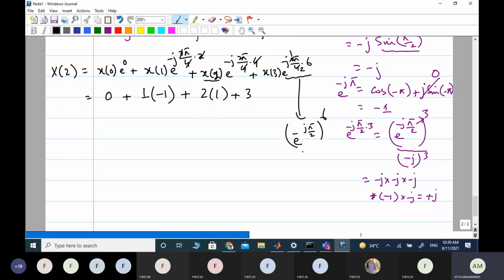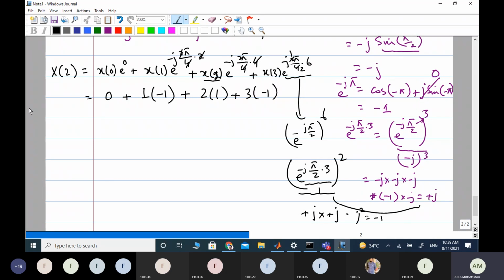Or I can write this term as e to the power minus j pi by 2 times 3 whole square, right? 2 times 3 is 6, and we get the same result. Now we know what this term is. This is plus j, right? Plus j into again plus j, because this yields us plus j and it is squared, so that gives us plus into plus plus j square, that is equal to minus 1. So we get minus 1 from here.